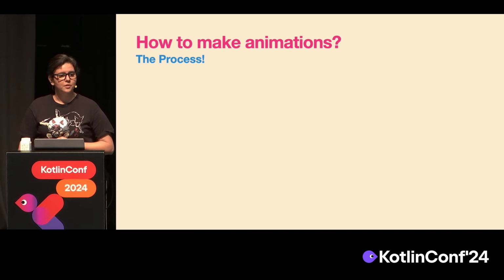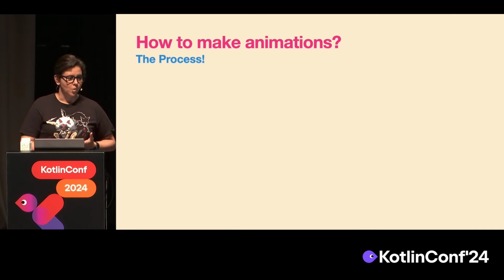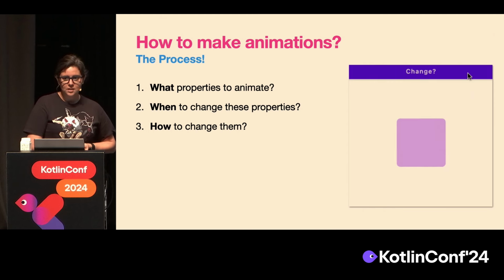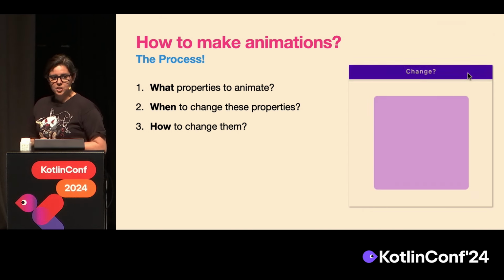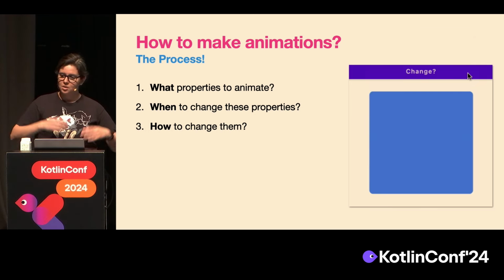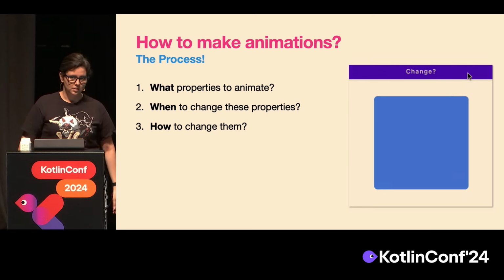The part I want us to focus on is what we actually need to do in order to make some animations. Whenever I'm thinking of making animations, I normally follow the process of answering three questions. Those questions are what, when, and how. What properties do I want to animate from this view? When do I want this change to happen? Do I want it to happen whenever I click something, whenever I fling it, whenever I do anything with the screen? And how am I going to actually do these changes? Like changing sizes, changing colors, moving them around, whatever I want is described there.